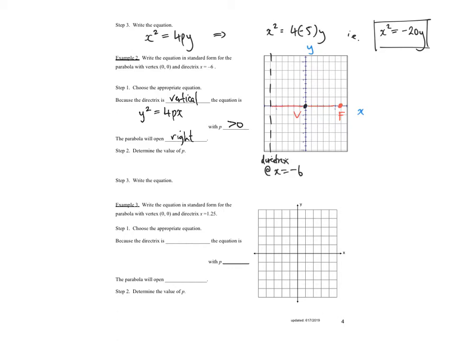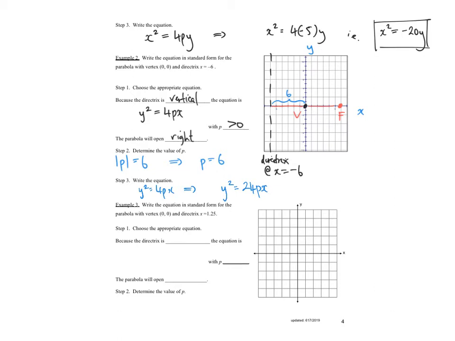So we need to find the value of p. We already decided from the given information the distance from the vertex to the directrix was 6. So in absolute value, p is 6. But p was positive. So that means p genuinely was 6. So to write down our equation, we'll substitute in p equals 6. That gives us y squared equals 24x. All that's left to do is to sketch the graph.